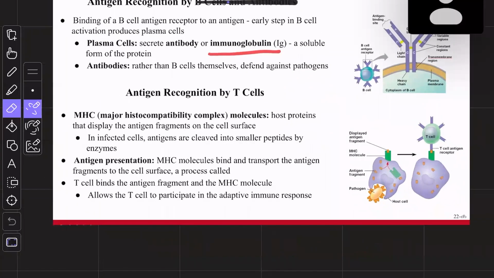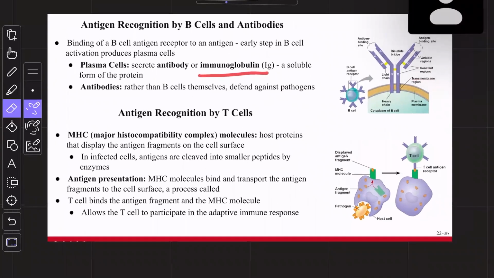Let's talk about the scary guy. Major histocompatibility complex molecules, MHC molecules. You'll often hear me refer to them as MHC markers. These are host proteins that will display an antigen fragment. Now, here's the deal. In order for an antigen fragment to be displayed, the pathogen has to have been inside of the cell that carries the MHC marker.